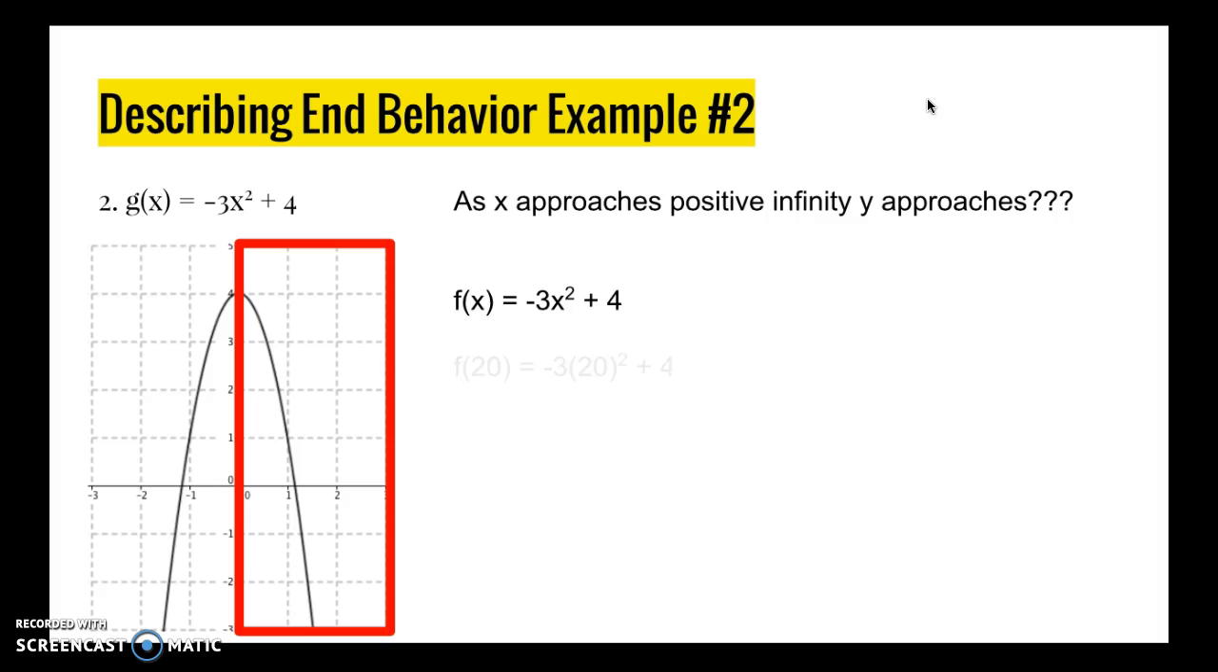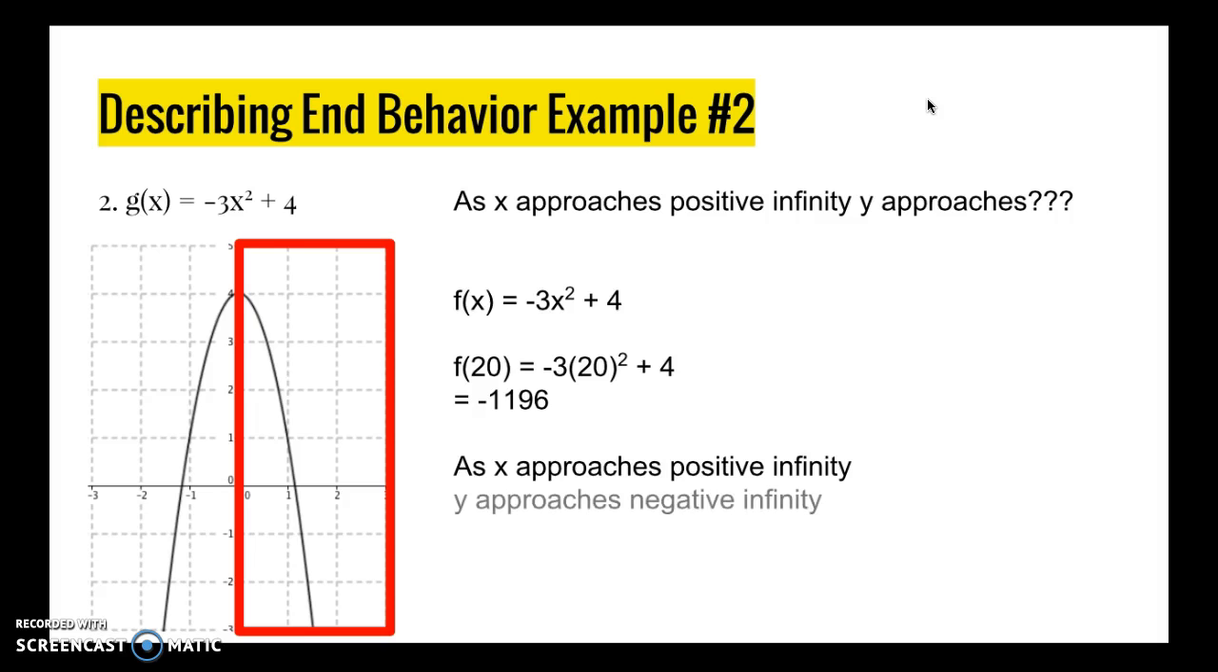I take my function, and wherever I see an x, I'm plugging in my 20. And so I get a result of negative 1,196. So that means as x approaches positive infinity, again, because I'm on my positive side, my y is going to approach negative infinity. As x approaches positive infinity, y approaches negative infinity.